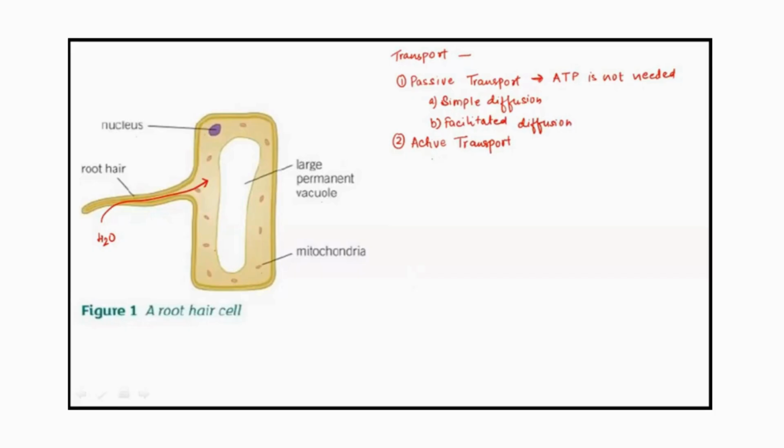Active transport is where ATP is required. And the movement of the molecule is against the concentration gradient. These are the two points. Against the concentration gradient. In case of passive transport, both the diffusions will not require energy and will be down, or you can say along, the concentration gradient. What does that mean?